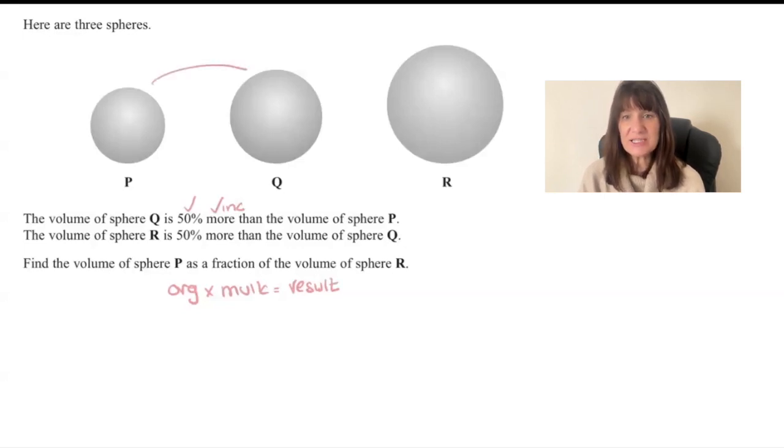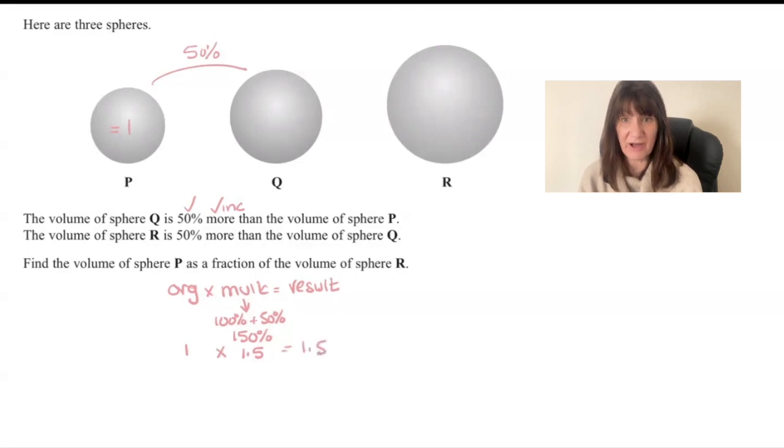Now, the question is saying that Q is 50% more than P. So let's think about that multiplier. 100% plus 50% is 150%. We don't work in percentages, so we'll write that as a decimal. Let's say that the volume of P equals 1. If the volume of P equals 1, then I have 1 times 1.5, which gives me 1.5. That is now my volume of Q.